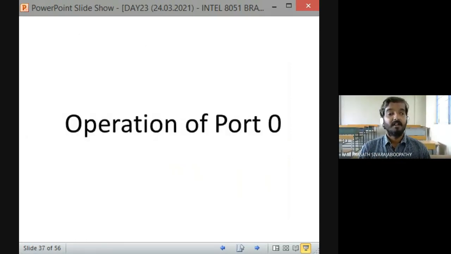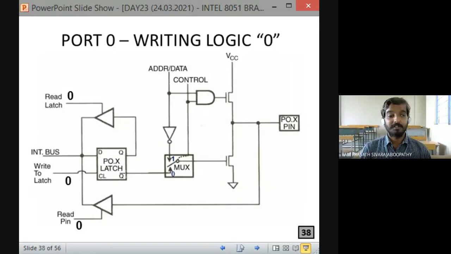Now, operation of port 0. This is the circuit of port 0. Here also you have a port latch and two buffers, one to enable pin reading and the other for reading the latch. Then one more signal, write to latch. Then we have two field effect transistors, one at the top and another at the bottom. Then we have a multiplexer.